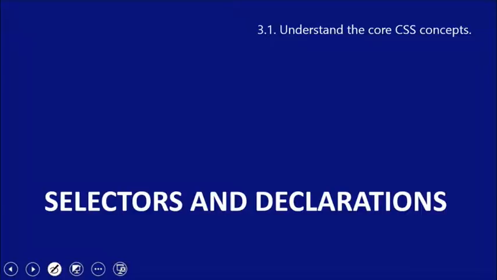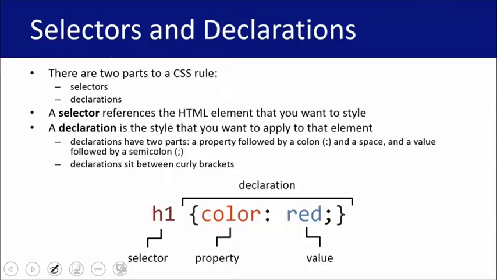So there are two different parts of a CSS rule. You have a selector, which could be like h1, it could be p, it could be any element that you want styled on a page, or you could use IDs or classes. We'll talk a little bit more about that in a second, but a selector is going to reference a specific HTML element or a group of elements.